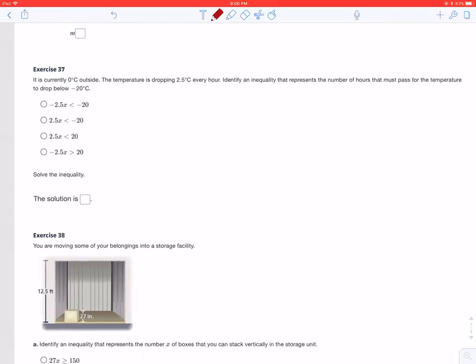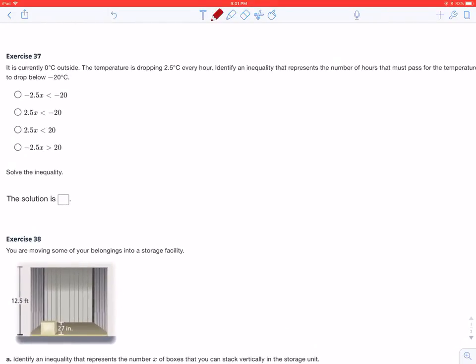All right, exercise 37. This is one of the word problems, so let's go ahead and just reason through this together. It is currently 0 degrees outside. The temperature is dropping 2.5 degrees every hour. Identify an inequality that represents the number of hours that must pass for the temperature to drop below negative 20. So let's highlight some of our important information. It's currently 0 degrees outside.